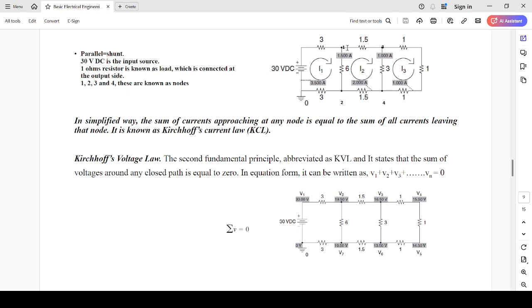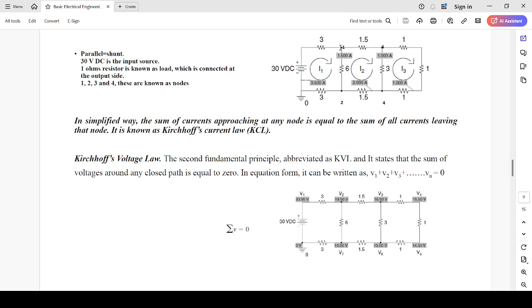For example, in this electrical circuit diagram, if we are considering node number 1, the sum of incoming currents is equal to the sum of outgoing currents. Sum of incoming current means the current which is generated by the 30 volts DC source, and this current is approaching node number 1.